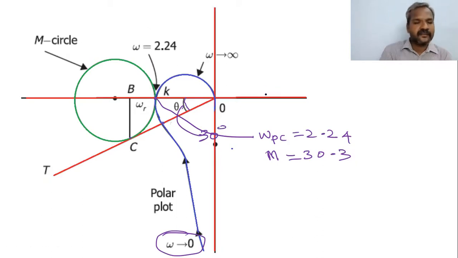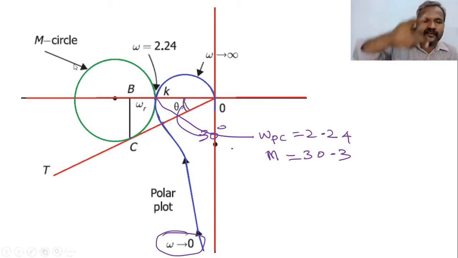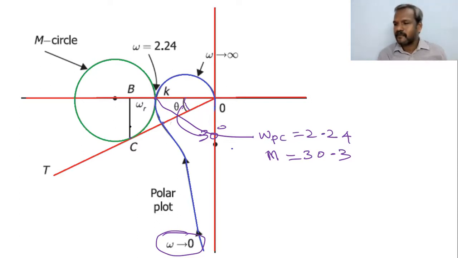Okay, after drawing this line, we have to draw the M circle. OT is at an angle of 30 degrees to the negative real axis. A circle is drawn with its center on the negative real axis and tangent to both the polar plot and the line OT. You have to draw a circle so that it touches the line OT at a point.